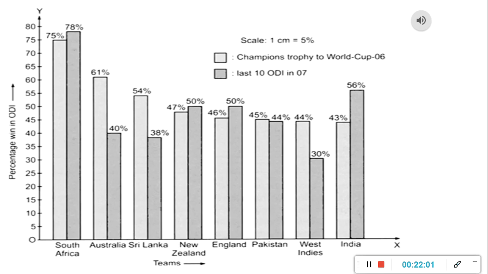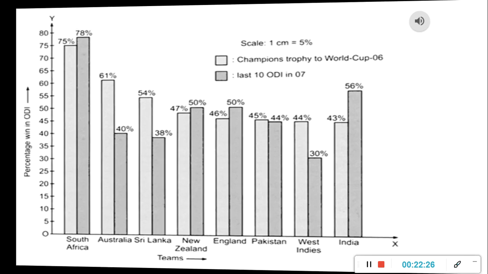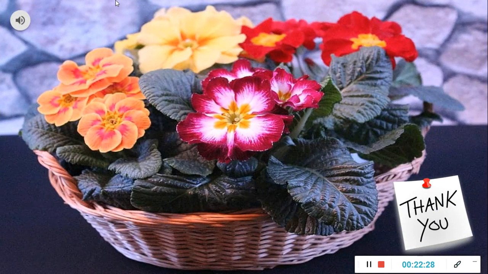So this is the graph representing the information given in the question. The first bar represents the Champions Trophy to World Cup 2006, and the second one is the last 10 ODIs in 2007. On the x-axis we have given the names of the countries, and on the y-axis the percentage of wins. So you have to draw it properly in your graph notebook. Clear? Okay.